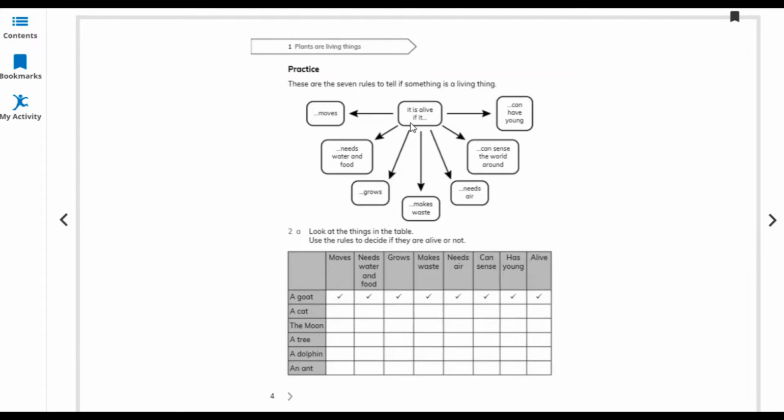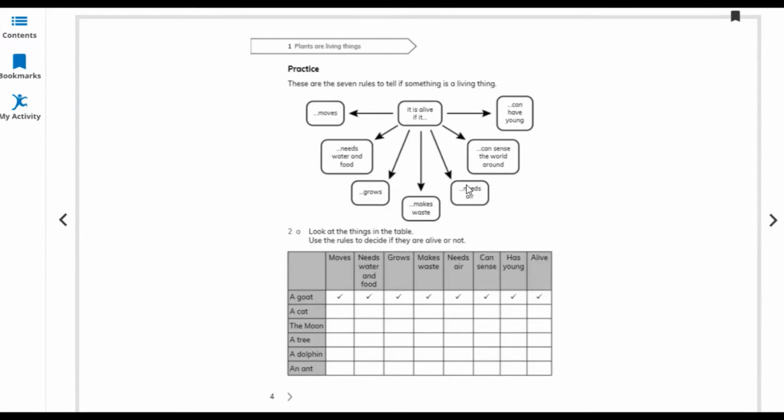and it grows. Okay, a living thing, or you can say it's alive, can grow, and it makes waste, you can say excretion. What is it? When you eat, you need to go to the washroom, so you're making waste in your body. The remaining thing which is useless for our body comes out, an excretion method. So this is make waste. Need air, oxygen, it's very important for us. So this is important for living things.